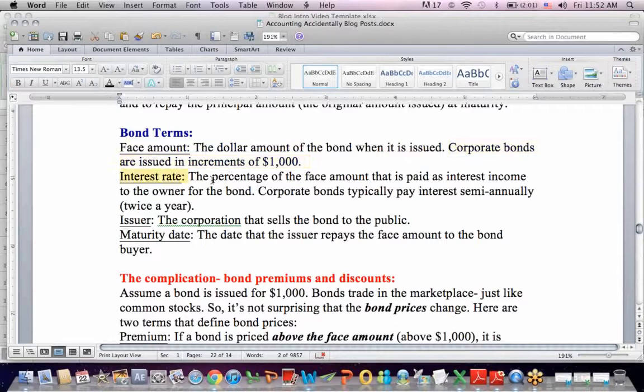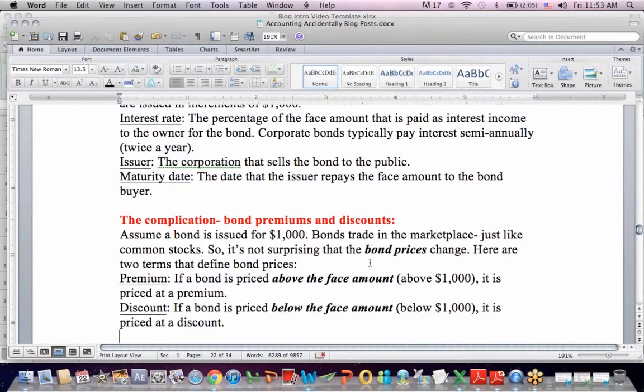Interest rate, the percentage of the face amount that's paid as interest income. So if it was a $1,000 6% bond, if I take 6% of 1,000, the interest is $60 a year. I already mentioned semi-annually, twice a year. The issuer is the corporation that sells the bond to the public. Maturity date, as you saw just above, was the date that the issuer repays the face amount, the original issue amount of the bond, to the bond buyer.